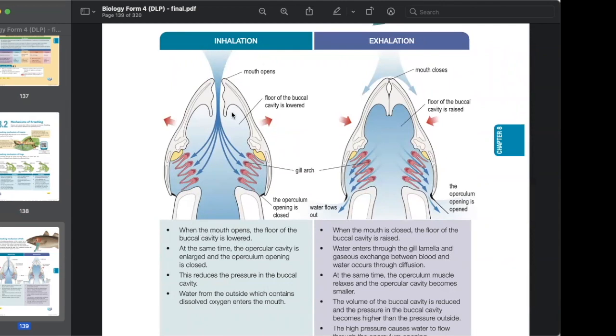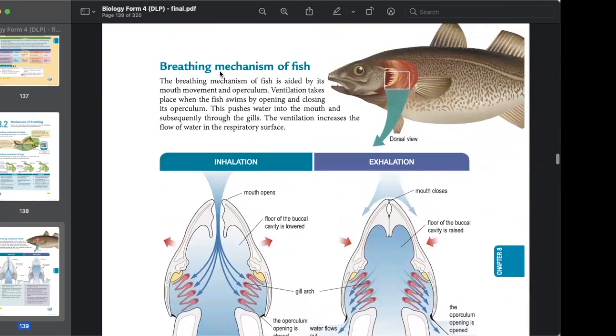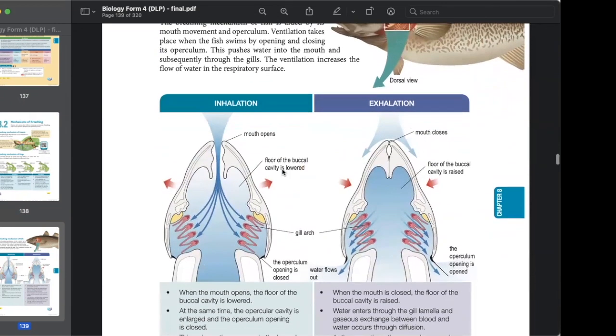So when the mouth opens, sebab kita tahu they want to take oxygen from the water. So for sure they will use the mouth. Dia akan guna mulut instead of hidung.